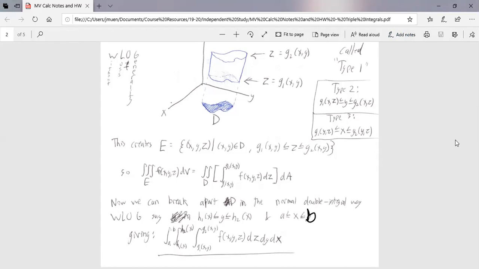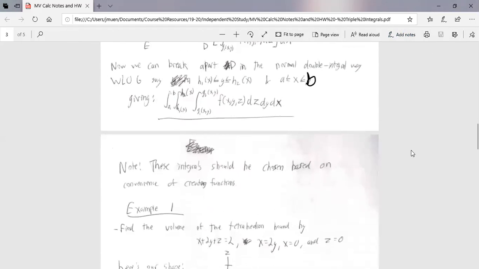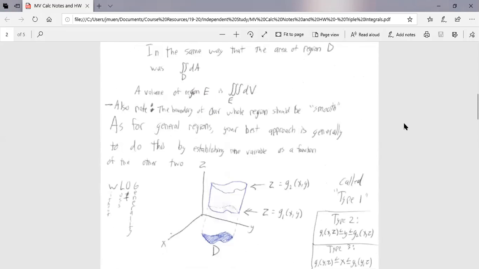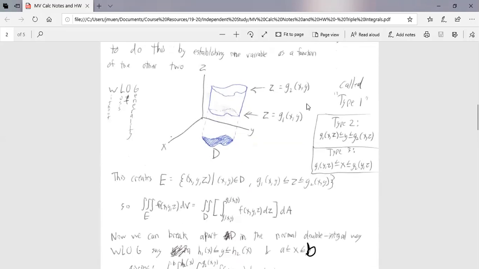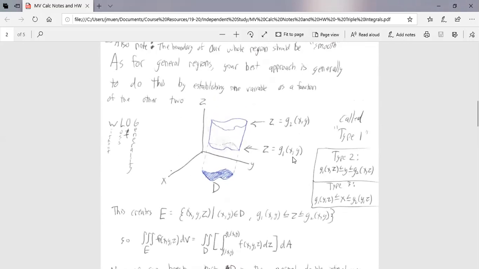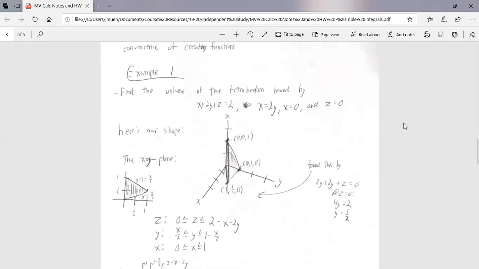So let's go ahead and take a look at an example. Do note that these functions should be chosen based on the convenience of creating them. If we're having trouble creating a function, then we probably shouldn't choose that type. If it's easy to create a function for z in terms of x and y, we should. If it's easier to create a function for y in terms of x and z, we should.